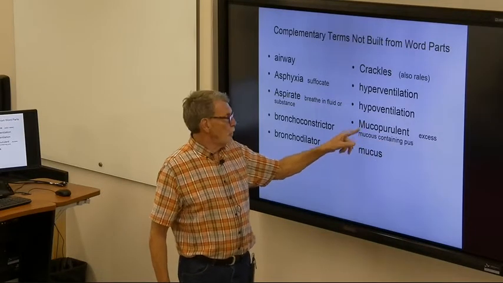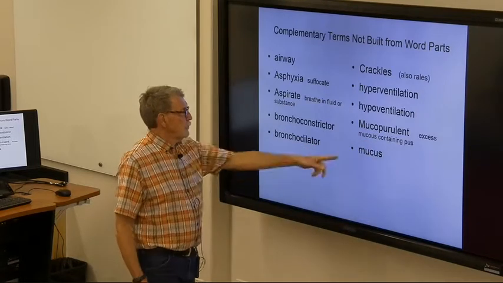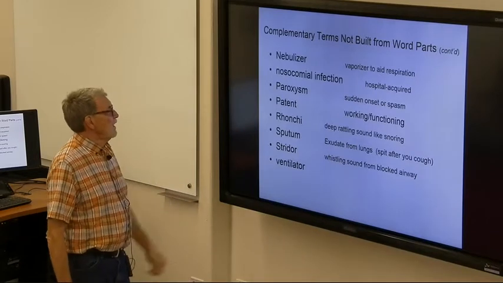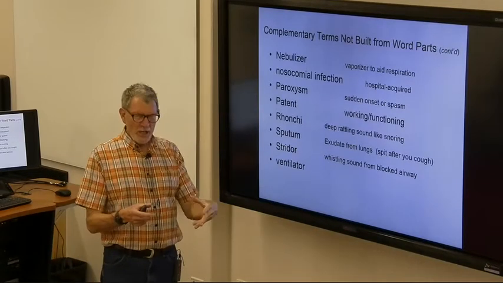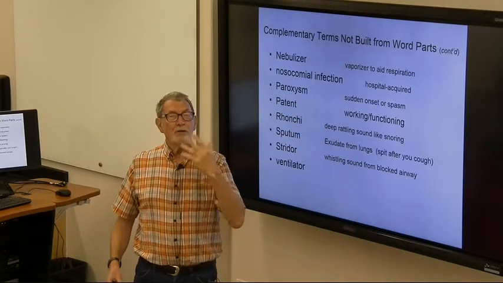Mucopurulent, mucus with pus in it. Mucus. A nebulizer is a machine that produces a constant flow of vapor that you can breathe in to help you breathe better.